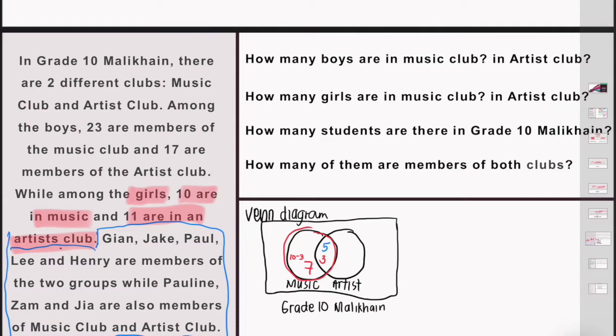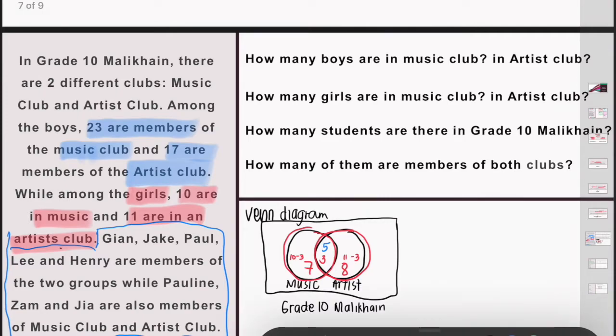Next, for the artist club, there are 11 girls. So like earlier, we simply have to check our artist group. And then there are also 3 members already. So we just have to subtract 11 minus 3 so that those children won't be doubled. And then you have there 8 girls for the artist club. So let's do the same for the boys. So we have there 23 members of the music club and 17 are of the artist club.